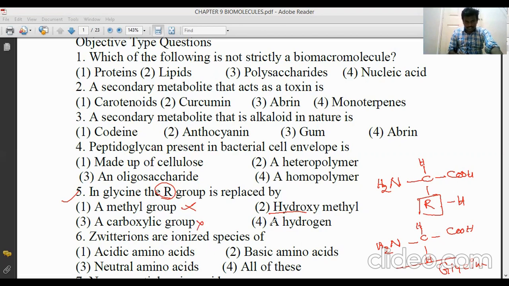So in glycine, the R group is replaced by hydrogen. In this R group, hydrogen is added. That's why it is called glycine. So for the fifth question, the correct option is 4. Glycine is the simplest amino acid in which the R group is replaced by hydrogen.